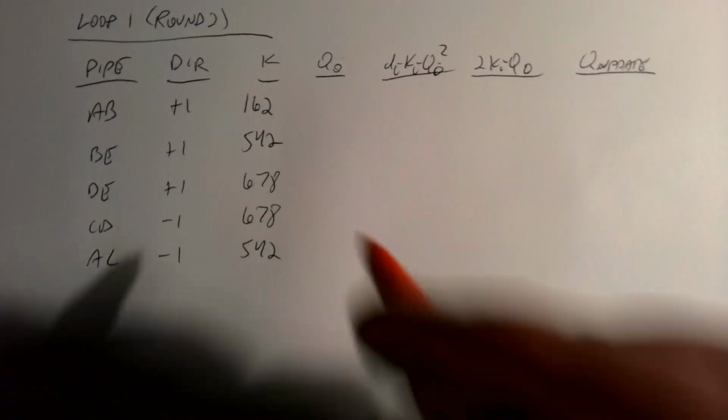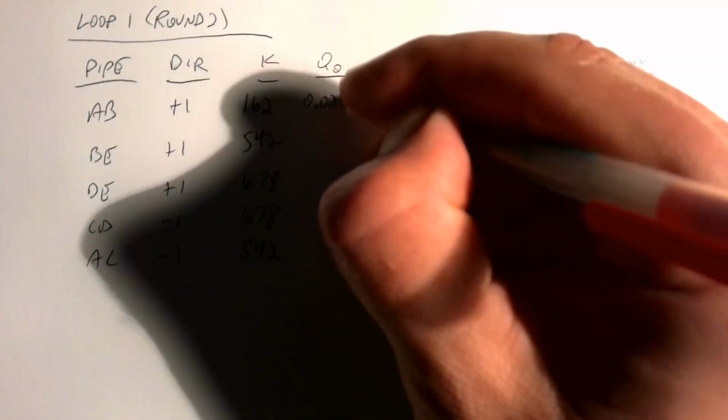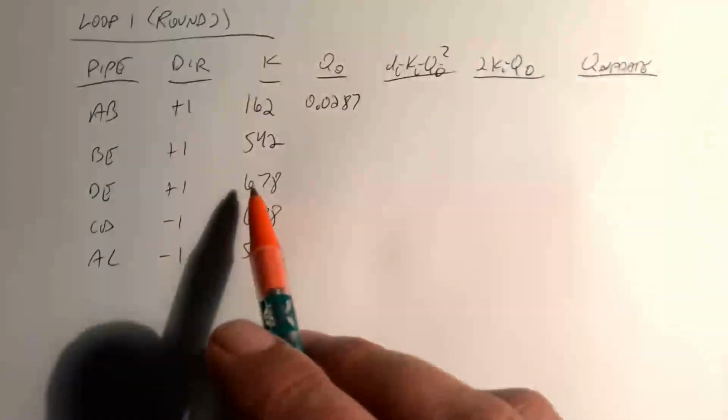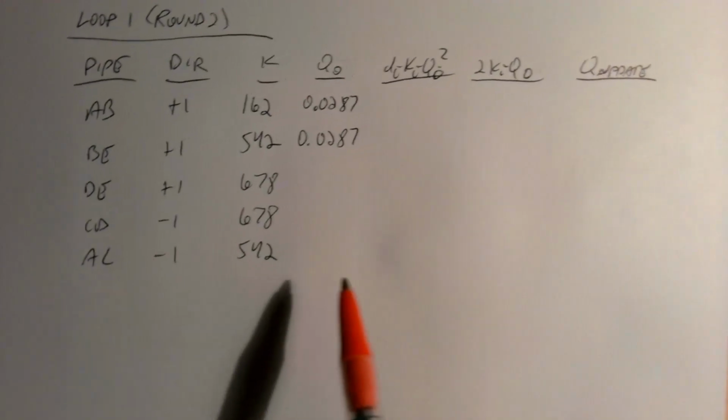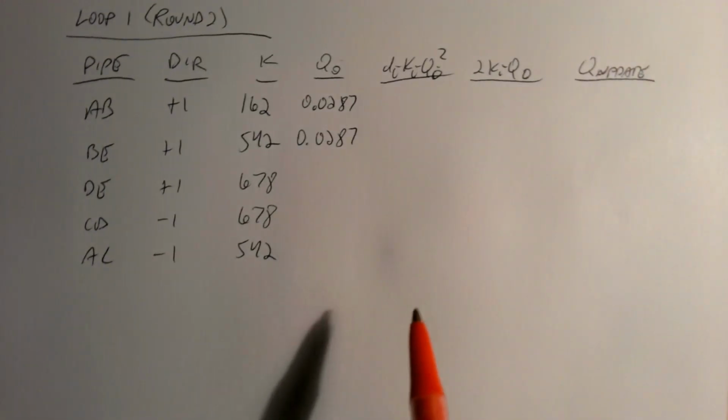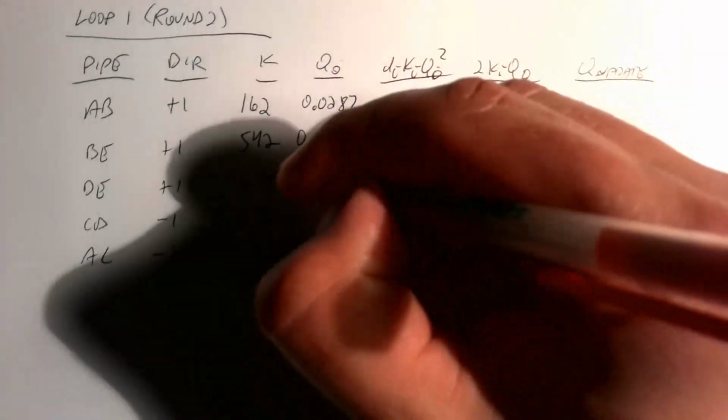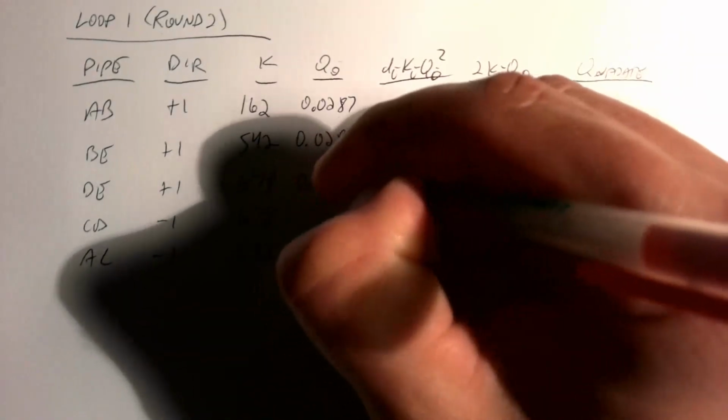And so AB is unchanged from our first correction, so it's 0.0287. BE is also unchanged at 0.0287. DE, on the other hand, we need to go back to the last correction we made, which was in loop 3, and so it's going to be 0.0172.